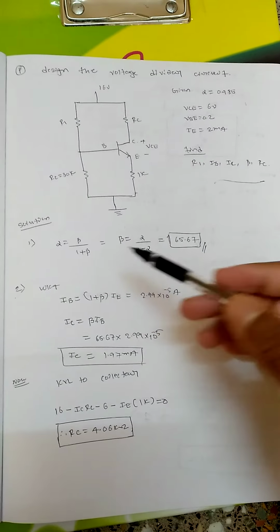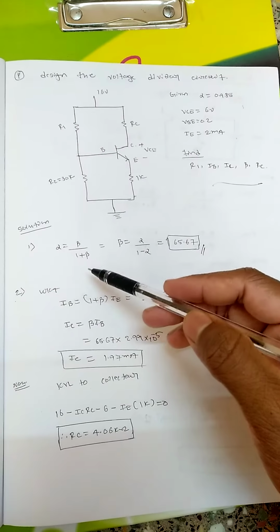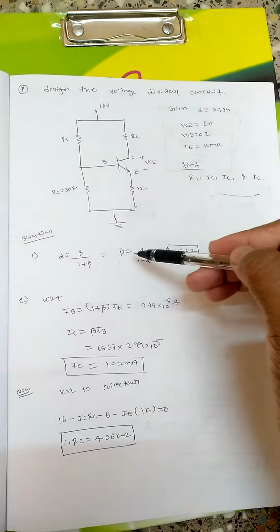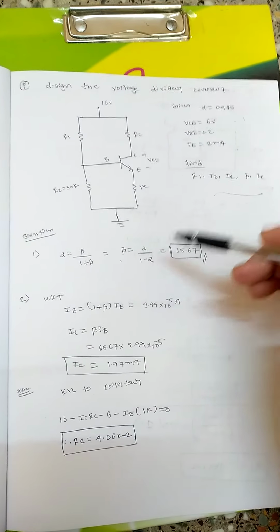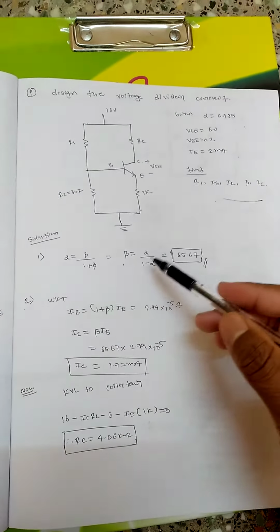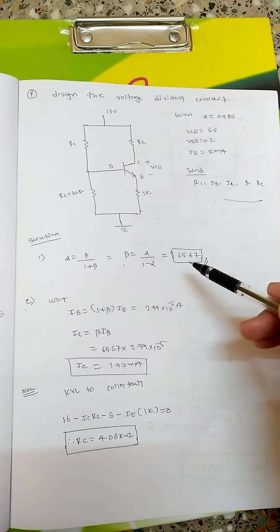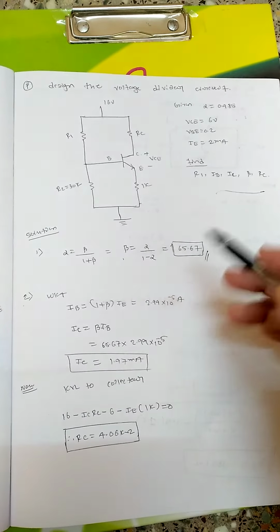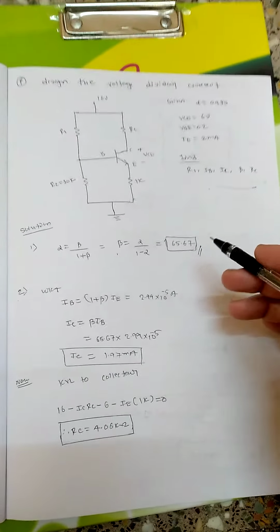First, I will find out the beta. They have given alpha, right? So beta equal to alpha divided by 1 minus alpha, this relation I know. When I substitute for the alpha value, I will be getting 65.67 as the beta value. Alright, so I have found the beta value here.